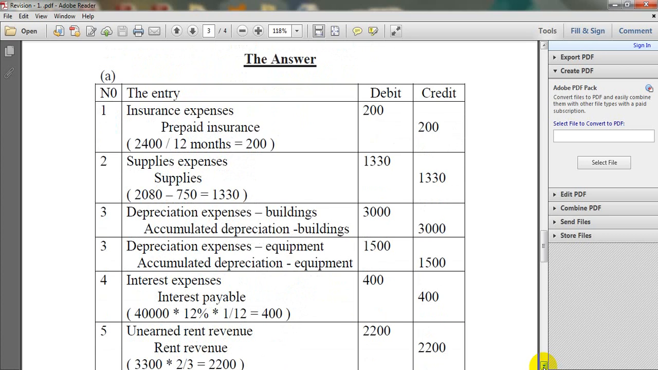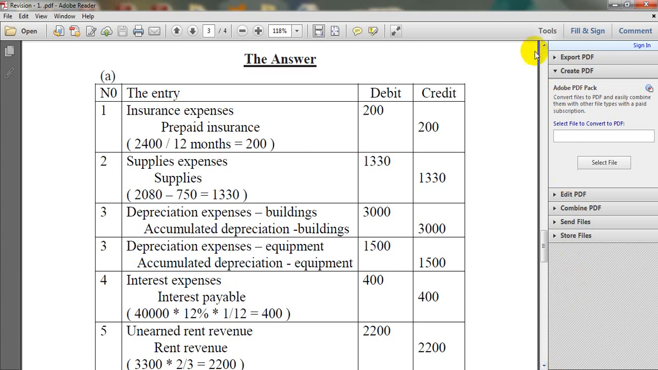The next entry will be depreciation expense for building in the debit and accumulated depreciation for building in the credit for the amount 3,000, and another entry, depreciation expense for equipment and accumulated depreciation for equipment in the credit for the amount 1,500.